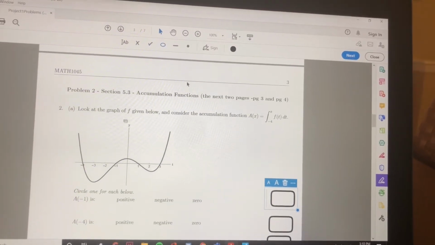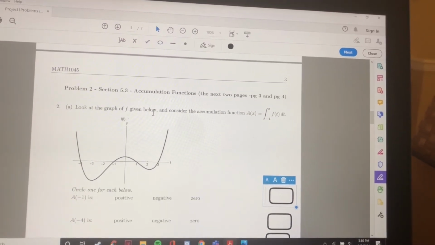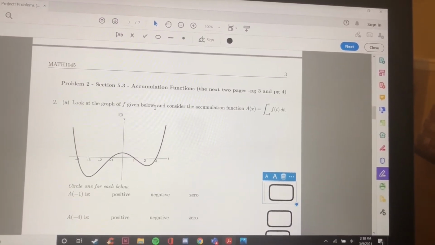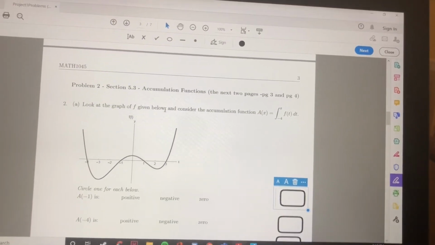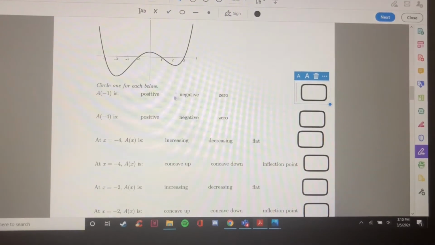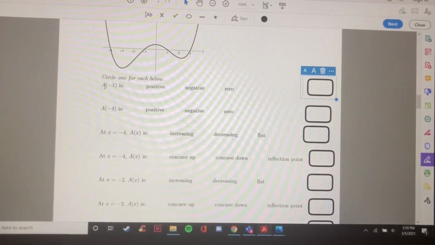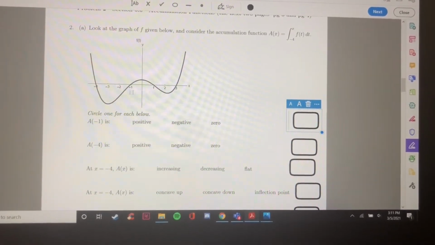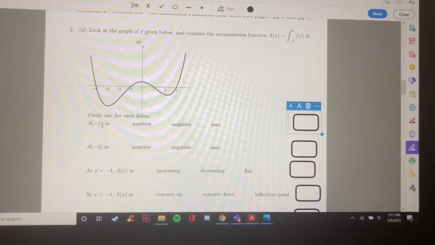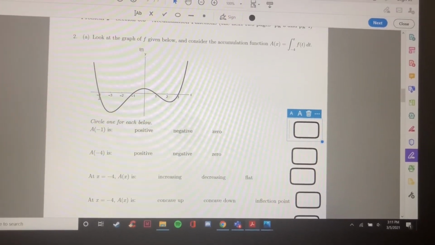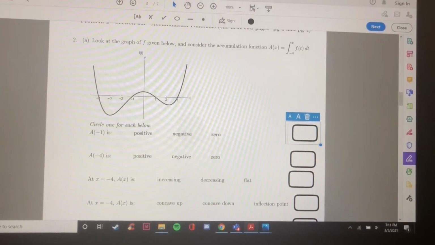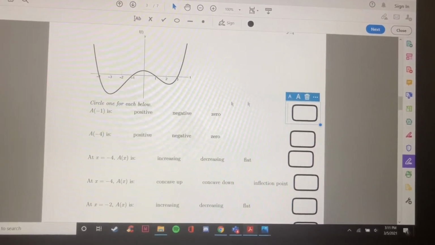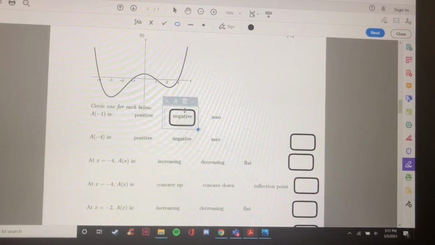So before we go on, we have to define an accumulation function. An accumulation function is a function that gives the area under the graph of a function from a fixed variable to a variable x. So with that, this is asking A of -1. What is that? For this type of question, what it's really asking is what is the accumulated area within the bounds at that point. So from -4 to -1, we see all this negative area because all these points are below the x-axis. So our answer is going to be negative.